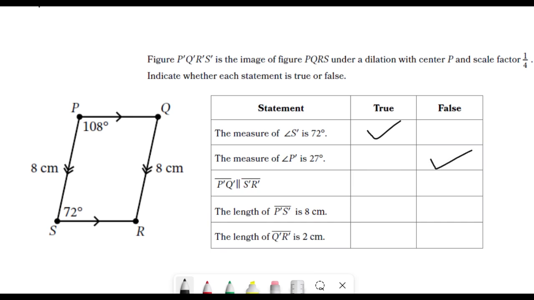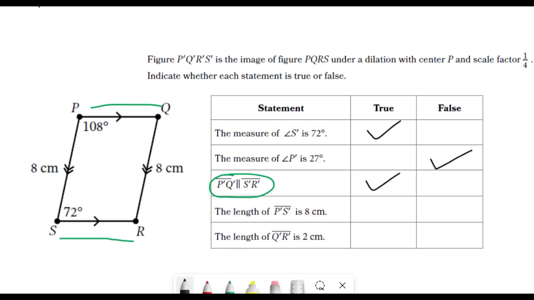This one says that PQ prime is parallel to SR prime. Now look at PQ and SR in the original. They are actually parallel to each other. So therefore, the image of this, PQRS prime, PQ prime and SR prime will also be parallel to each other, so that is true.